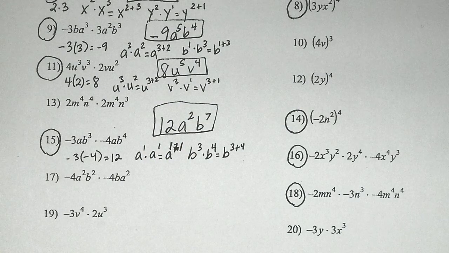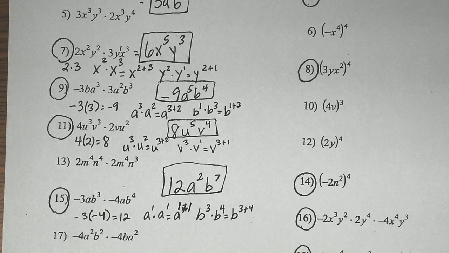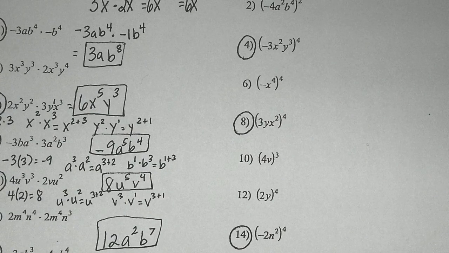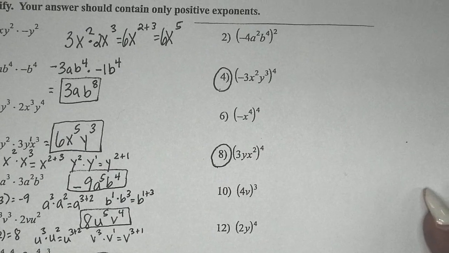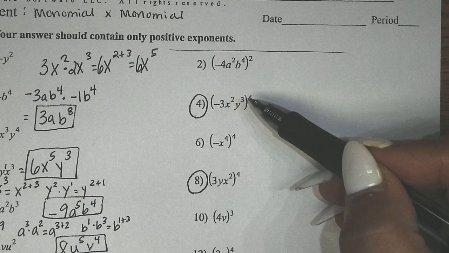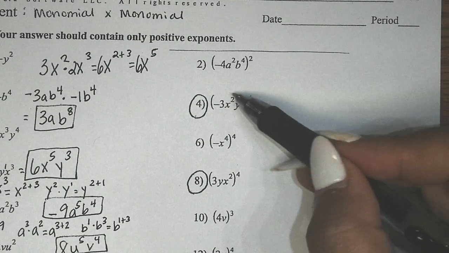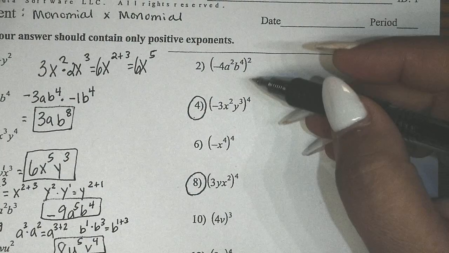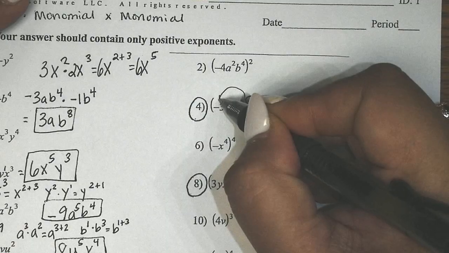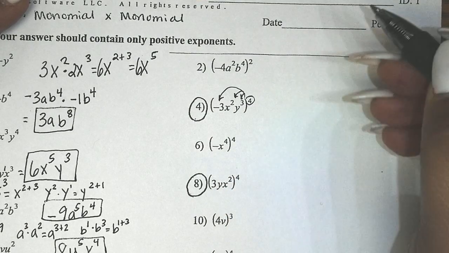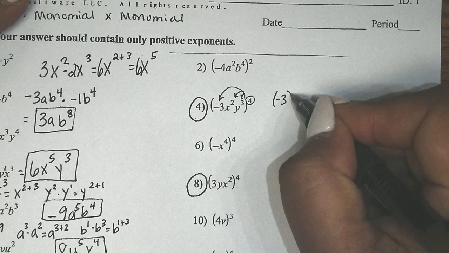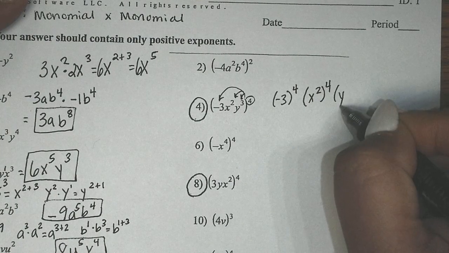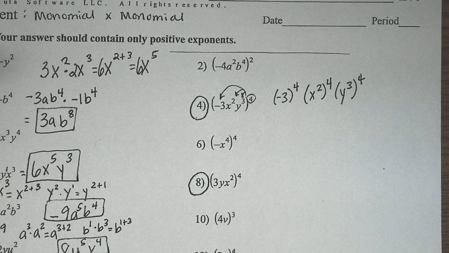And that's how you do numbers 3, 7, 9, 11, and 15. All right, let's go ahead and move to a different type, which is when you have a power of a product. So when you have a power outside of a parentheses, everything on the inside gets that power. So we have negative 3 to the power of 4, then we have x squared to the power of 4, and then we have y to the third to the power of 4.